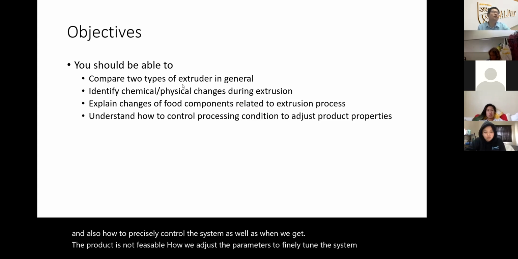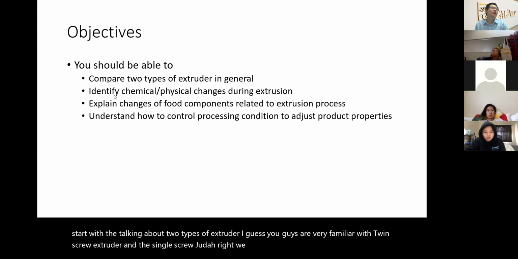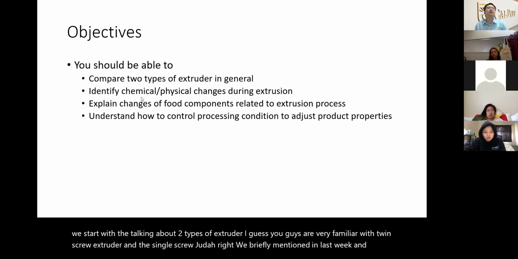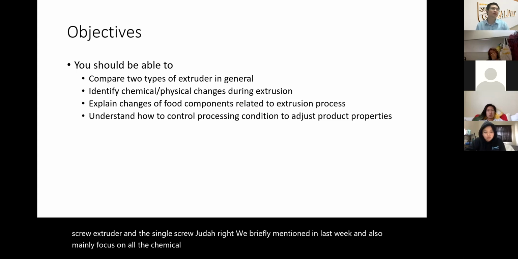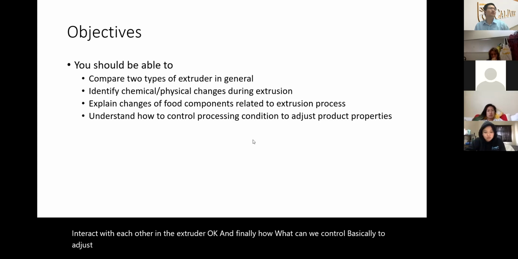Okay, so we started with talking about two types of extruder. I guess you guys are very familiar with a twin screw extruder and a single screw extruder, right? We briefly mentioned last week. And also we will mainly focus on all the chemical and physical changes that will occur during extrusion, and also how the food components interact with each other in the extruder. Okay, and finally, what can we control basically to adjust the product properties. So I hope that this class can help you to learn more practical and also fundamental knowledge about extrusion.